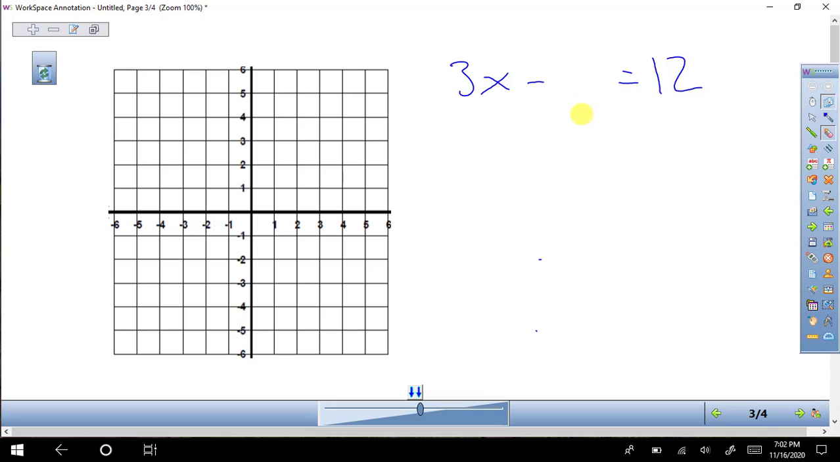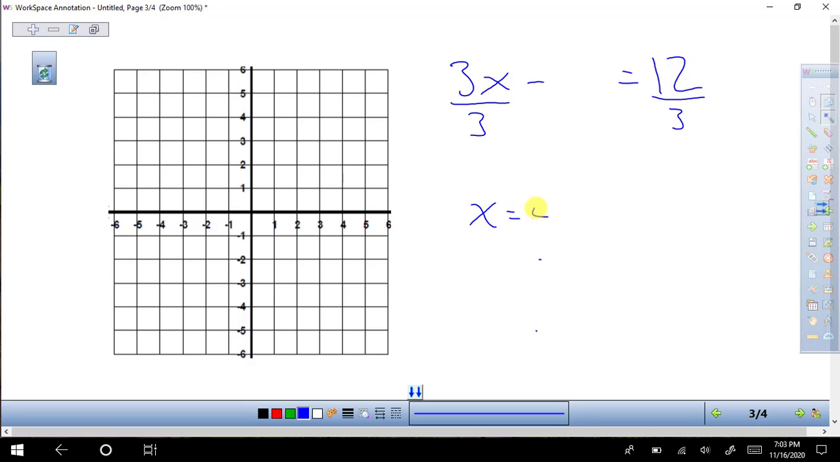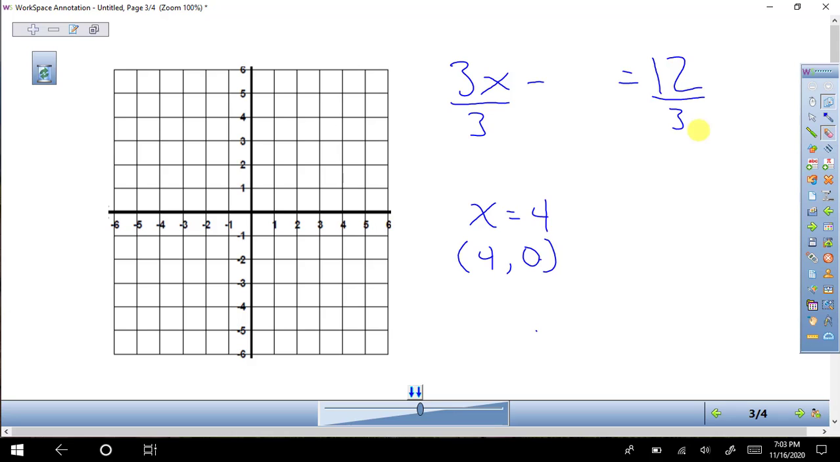Let's pretend the 4y is not there because I put 0 in for y, which leaves me to solve the equation 3x equals 12. And to solve that, I'm just going to divide both sides by 3. And I'll find my x-intercept to be x equals 4. And remember, that's really an ordered pair. It's the ordered pair 4, 0. Right? It's going to cross the x-axis at 4, which means the y-coordinate would be 0.